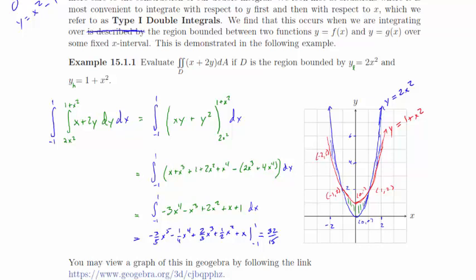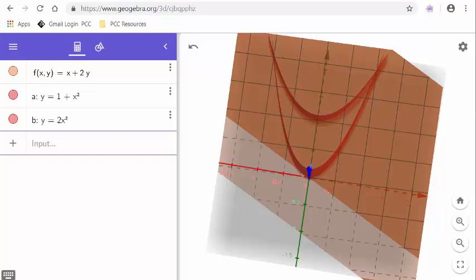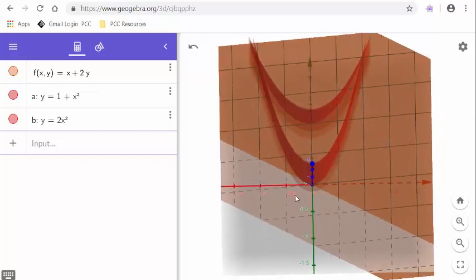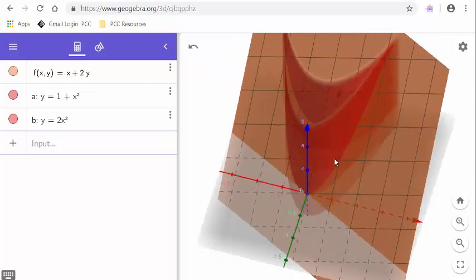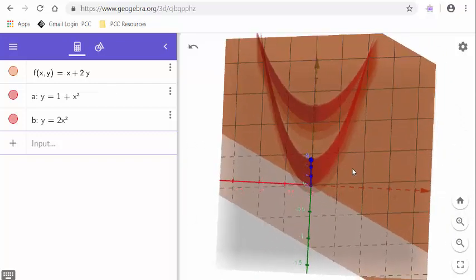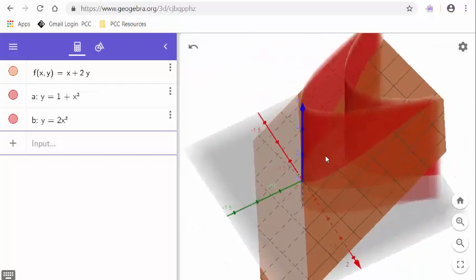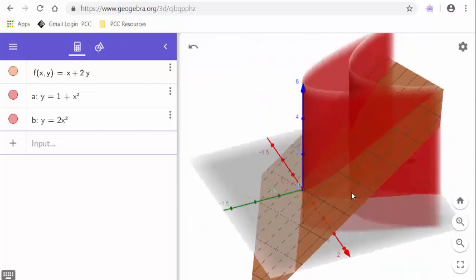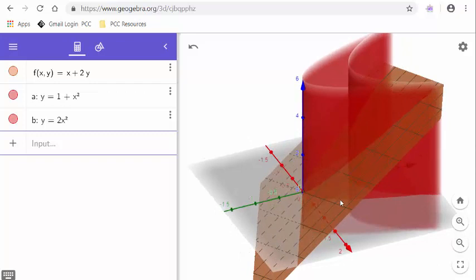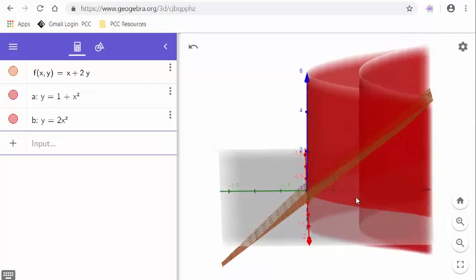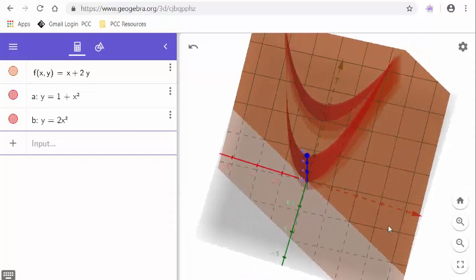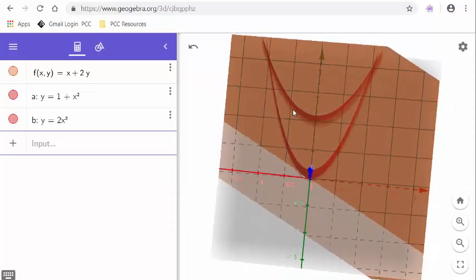So let's take a look at the GeoGebra graph. So here I've got that graph pulled up, and we can see, so here's -1 to 1 in the x direction, here's 2 on the y-axis. You can see our parabolas that are in x and y, and we're looking for the volume of, it's really hard to see, but here's that x plus 2y is this plane right here. So we're looking for the volume underneath this plane, above the xy plane, that falls specifically between y equals 2x squared and y equals 1 plus x squared.